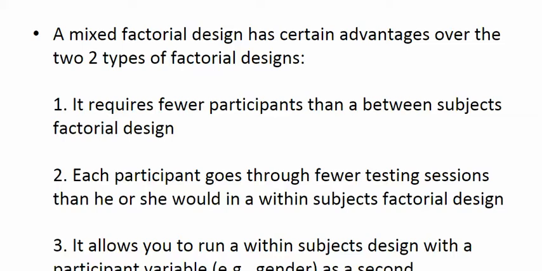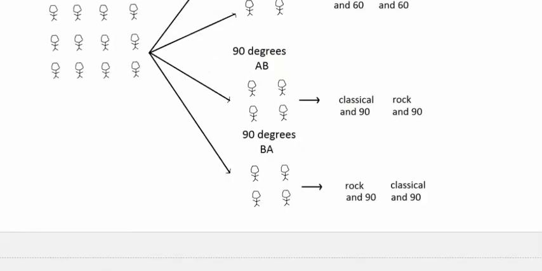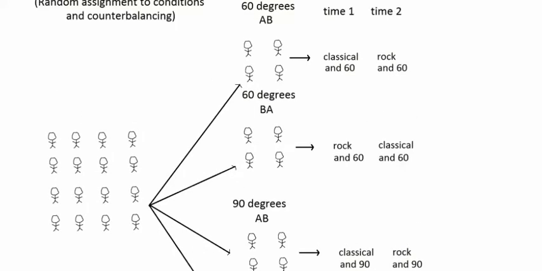But what if it wasn't just a 2 by 2 factorial design? What if it was a 4 by 4 factorial design with 16 cells? Well, then you would need 16 groups of people, which is quite a bit. So if the design gets bigger and more complex, it becomes difficult to do a between subjects factorial design because every cell has to have its own group of people. A mixed factorial design doesn't require as many participants as a between subjects factorial design. That's because you don't need a different group for every cell.